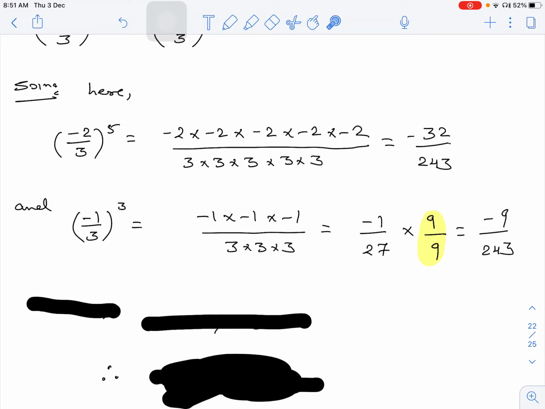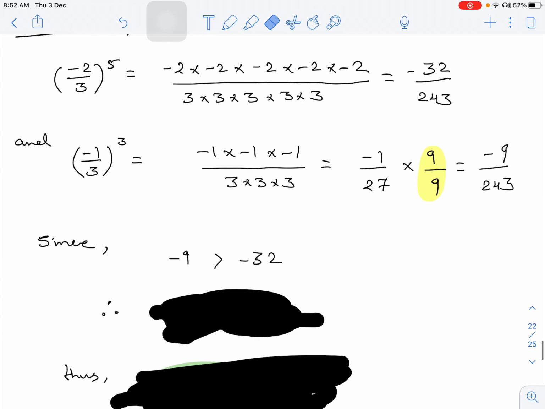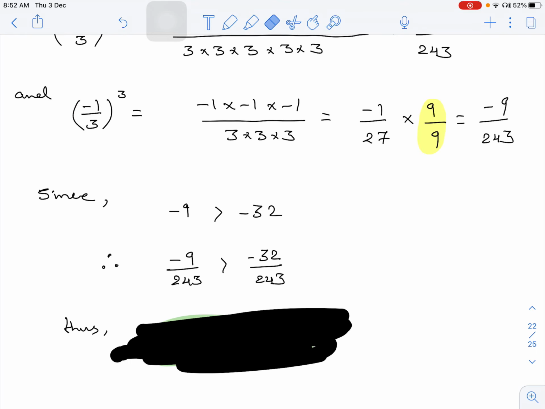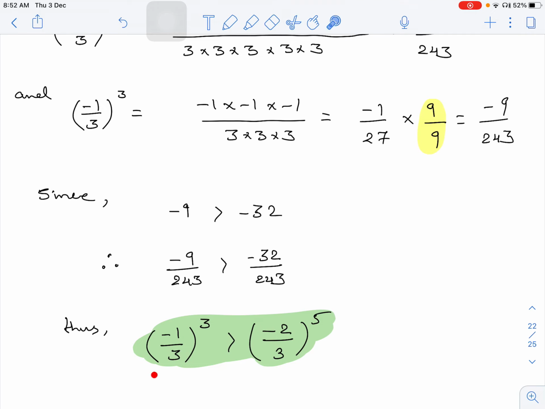Now we will compare the numerators. Now between -32 and -9, which one is greater? So -9 is greater, okay, than -32. So since -9 is greater than -32, therefore -9/243 is greater than -32/243. Now -9/243 is the value of what? It is nothing but (-1/3)^3. So finally we can say that therefore (-1/3)^3 is greater than (-2/3)^5. Okay.